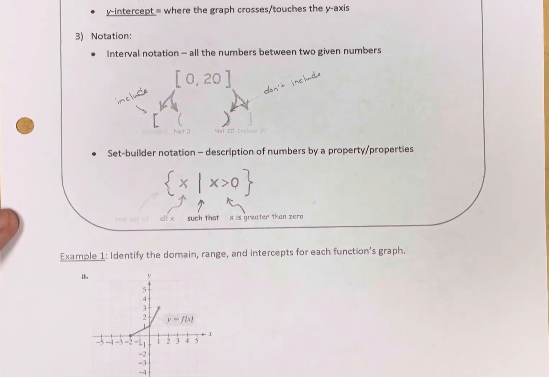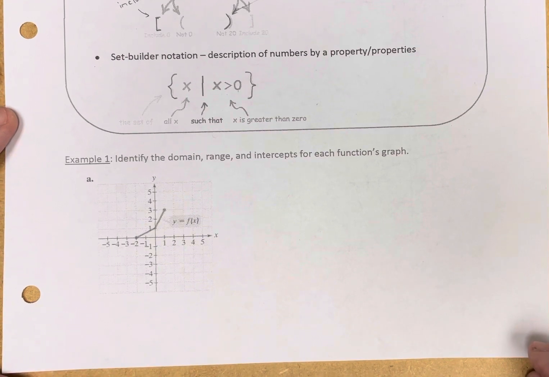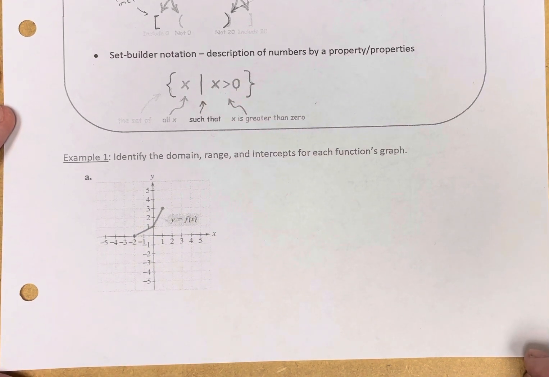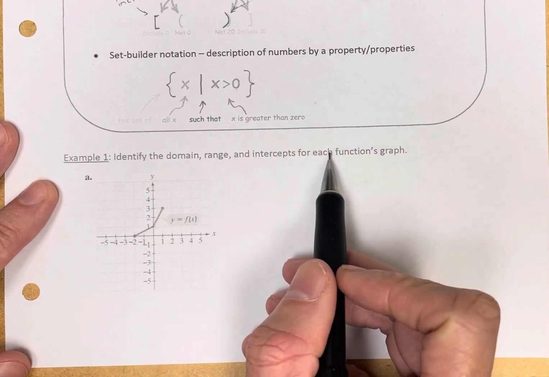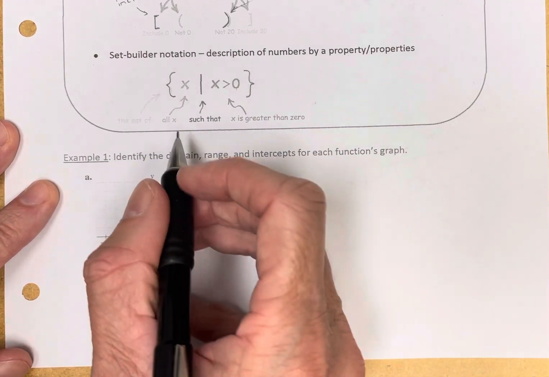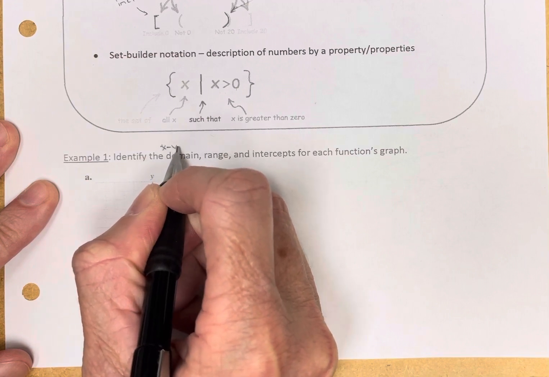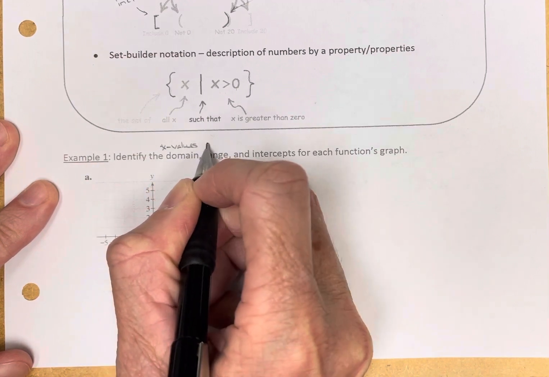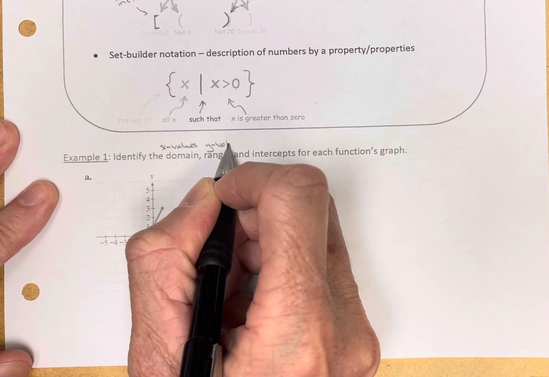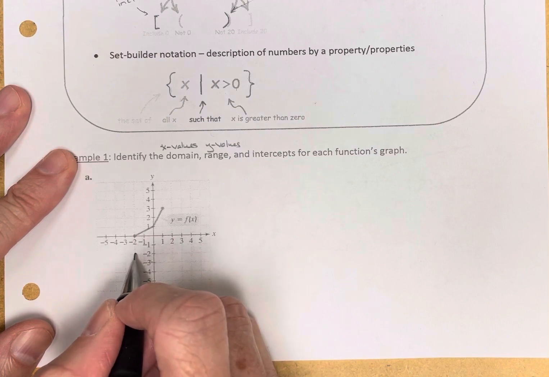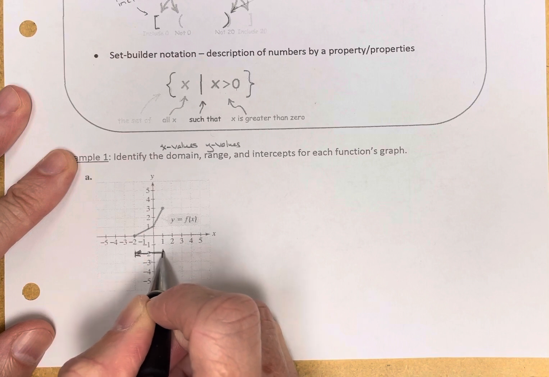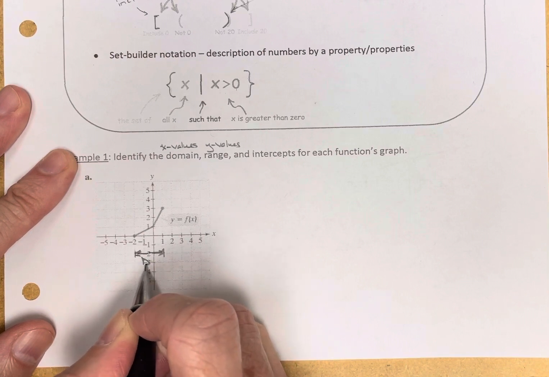So let's take a look at this with our functions, and let's work our way through defining the domains, the ranges, and the intercepts using our notation. Identify the domain, the range, and the intercepts for each function's graph. Remember, our domain is our x values, and our range is our y values. So the domain, x values: the x values are the horizontal values, and they go from here to here. That's our domain.